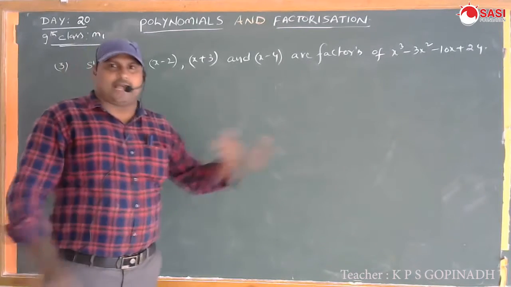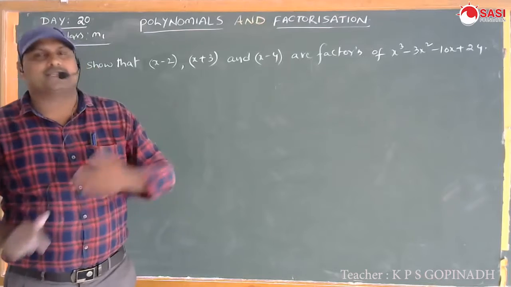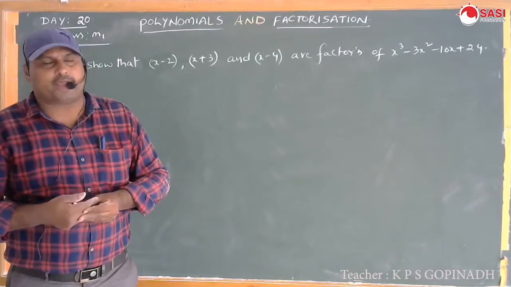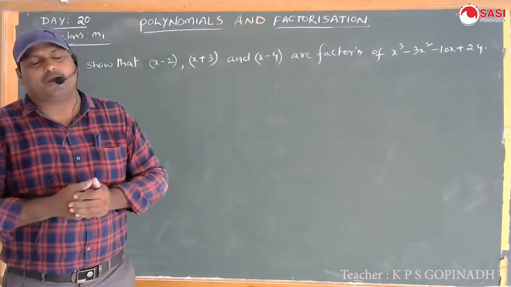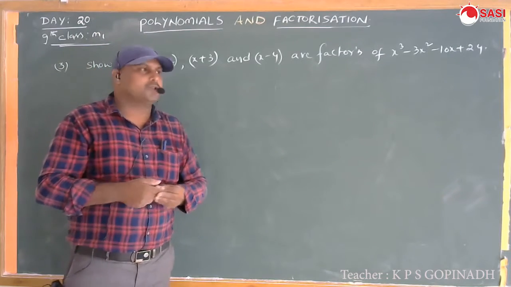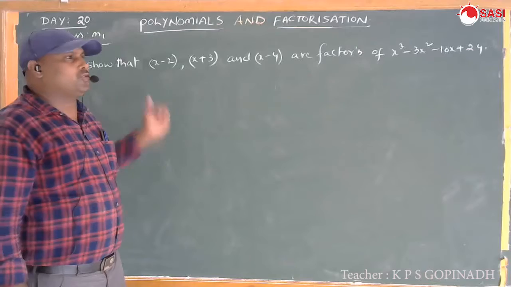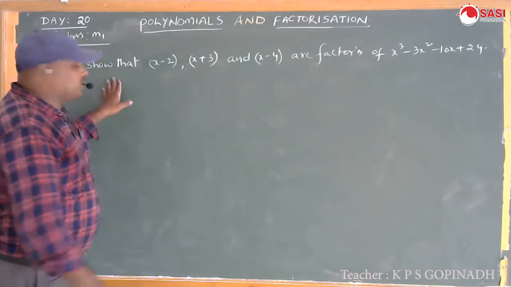In the previous class, in exercise 2.4, the second problems are completed. All those second problems depend upon the factor theorem. Now the third question is also there. Now we have to do the third question. What is the third question?